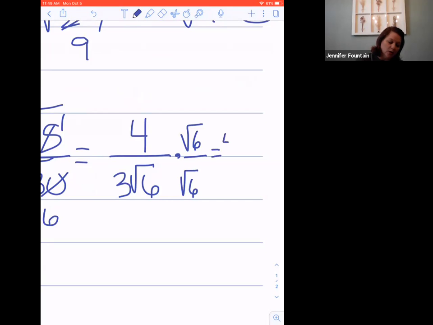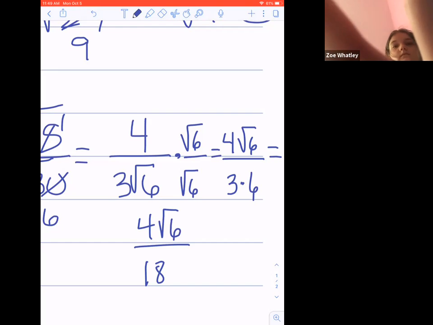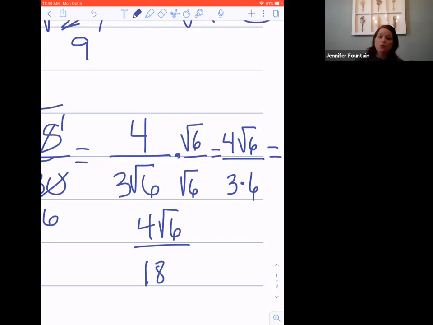So now I have 4 times the square root of 6 over 3 times 6. So that means I have 4 times the square root of 6 over, I'm going to go ahead and multiply, 3 times 6 is 18. All right, I have rationalized my denominator, but now when I go to simplify, I've got to look at my coefficients. I have a 4 and an 18. What are both of those going to be divisible by? 2. They're both even numbers.